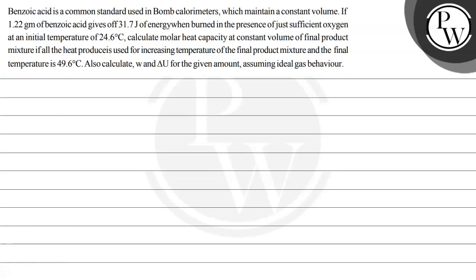So the question says, benzoic acid is a common standard used in bomb calorimeters which maintains a constant volume. If 1.22 gram of benzoic acid gives off 31.7 joules of energy when burnt in presence of just sufficient oxygen at an initial temperature of 24.6 degrees Celsius, calculate the molar heat capacity at constant volume of the final product mixture if the heat produced is used for increasing the temperature of that final product mixture and the final temperature is 49.6 degree Celsius. Also calculate W and delta U for the given amount, assuming ideal gas behavior.